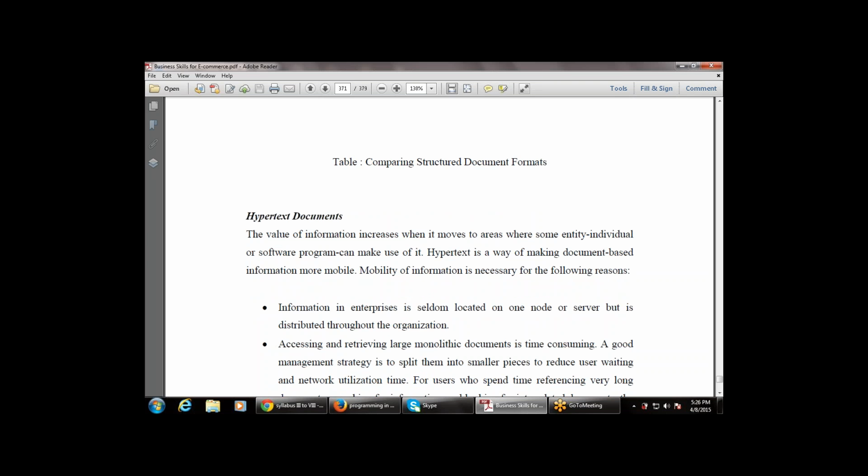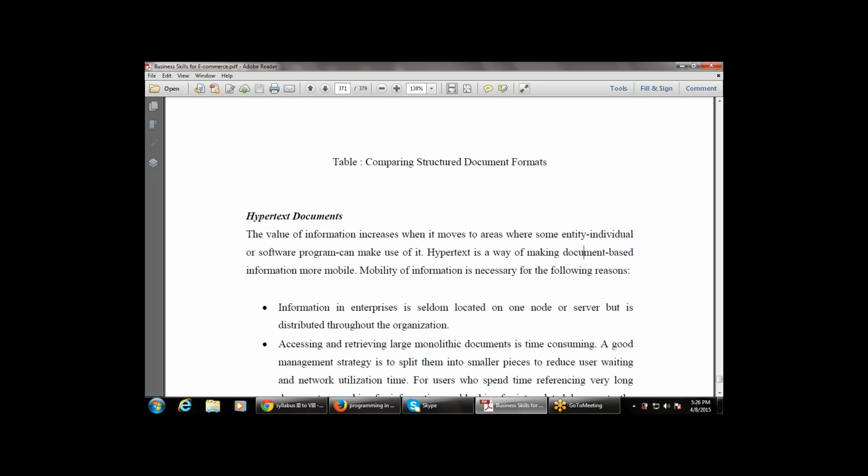Hypertext is a way of making document-based information more mobile. That is, it becomes more flexible. So whenever I use hypertext, that means movement or navigation from one part to another, and that makes the document more flexible, more mobile. Mobility is available in the document because of the following reason. We said that there is a mobility of information. What is the main reason?